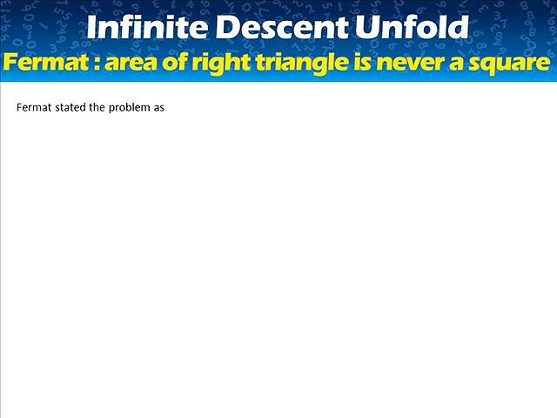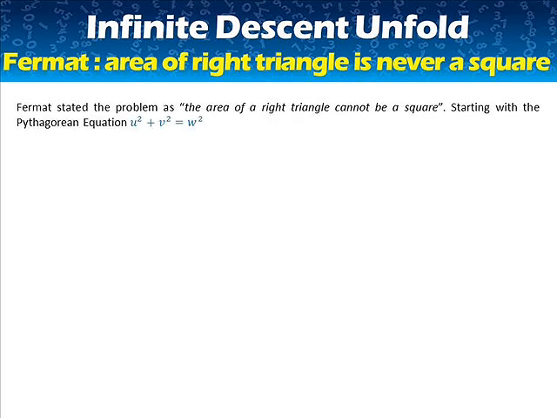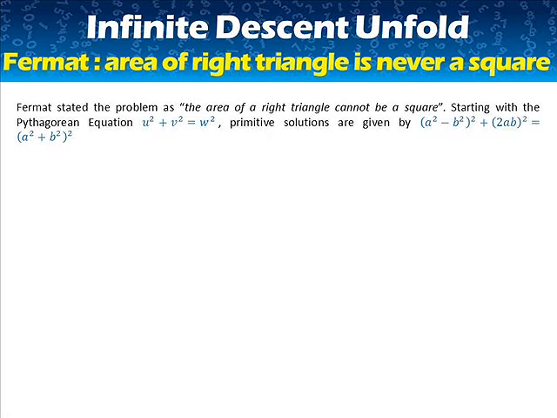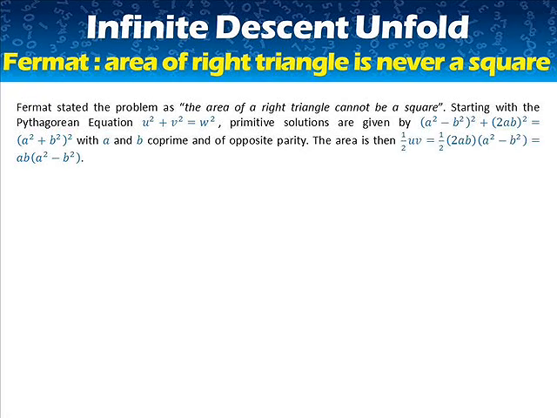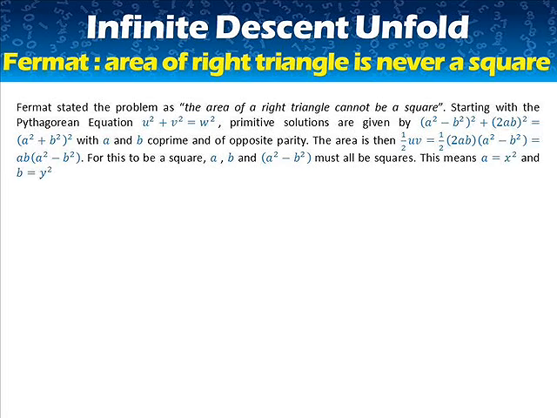Fermat stated the problem as: the area of a right triangle cannot be a square. Starting with the Pythagorean equation, primitive solutions are given by this formula, with a and b co-prime and of opposite parity. The area is then a times b times a squared minus b squared. For this to be a square, a, b, and a squared minus b squared must all be squares. This means a equals x squared and b equals y squared, giving x raised to the fourth power minus y raised to the fourth equals a square.